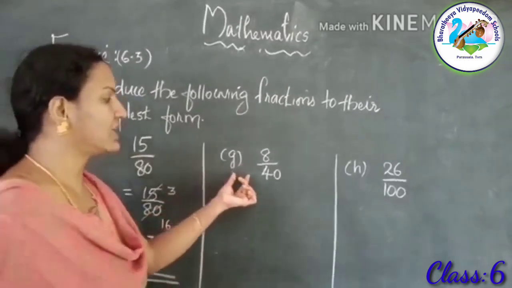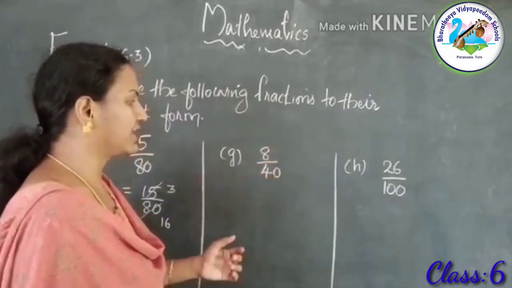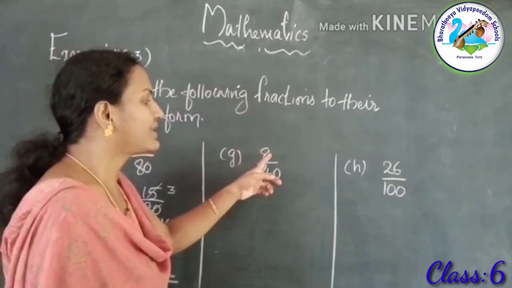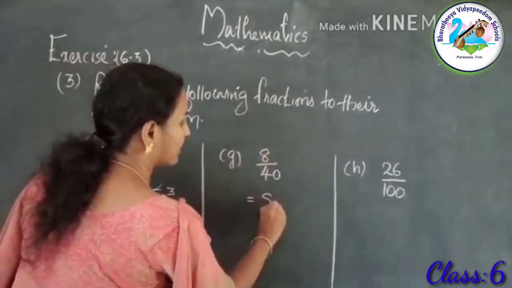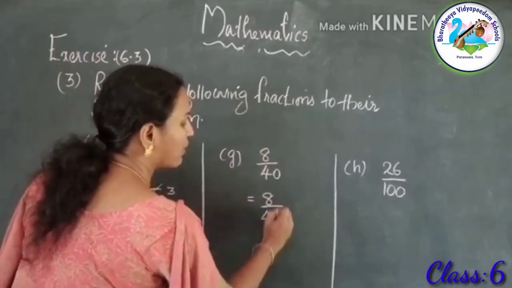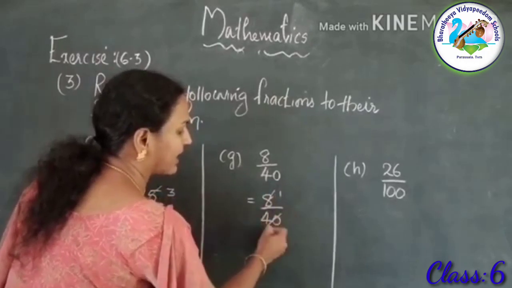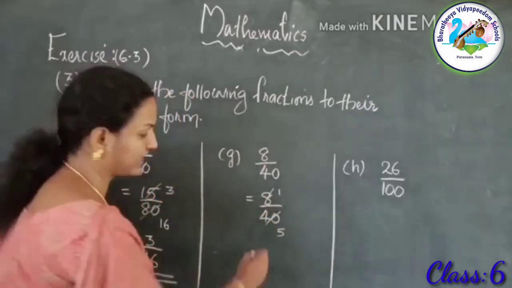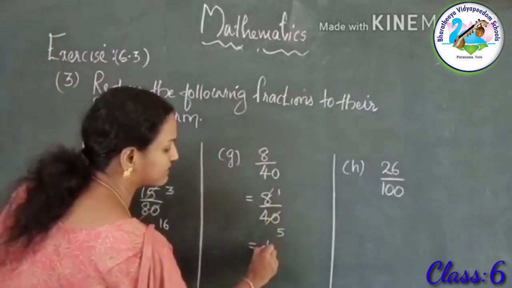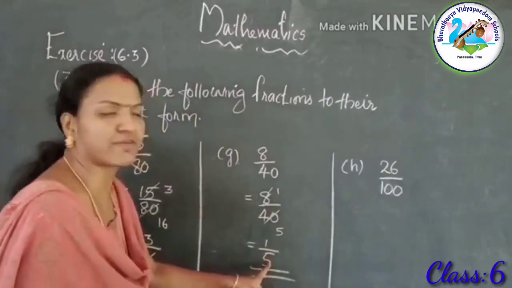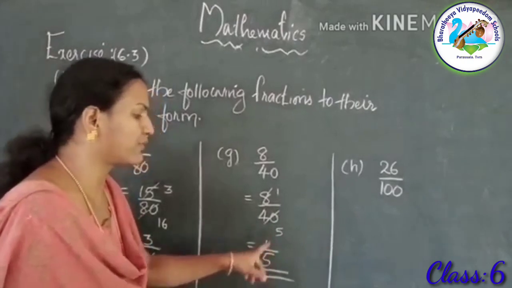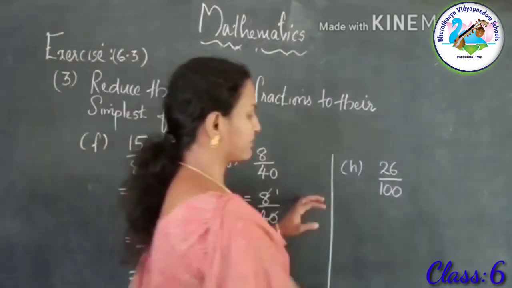The next option G, 8 by 40. Here 8 is common for both the numerator and denominator. So in 8 by 40, 1 8 is 8 and 5 8s are 40. So the numerator is 1 and the denominator is 5. Here 1 and 5 have no common factors other than 1. So the simplest form is 1 by 5.